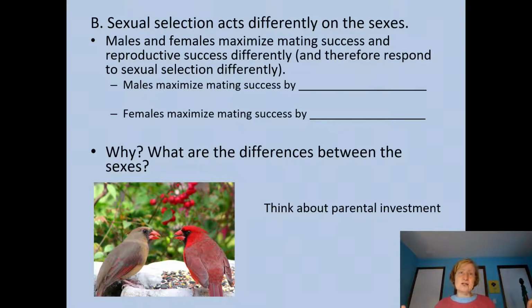as we look at sexual selection, what has emerged is it's acted differently on male and female traits. Males tend to try to maximize the number of matings they get. Females more often the quality of males that they mate with. Why? Why are there differences? Think about parental investment. Do males and females differ in their parental investment?